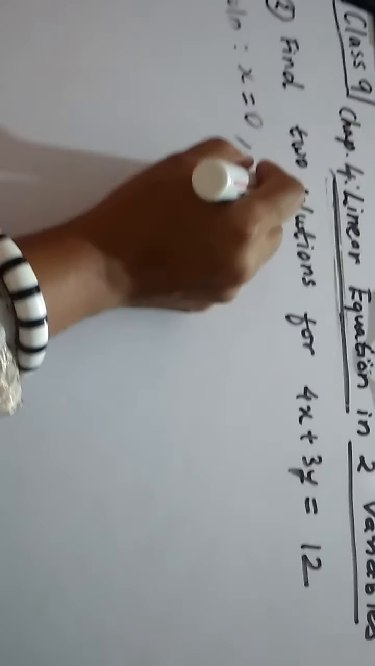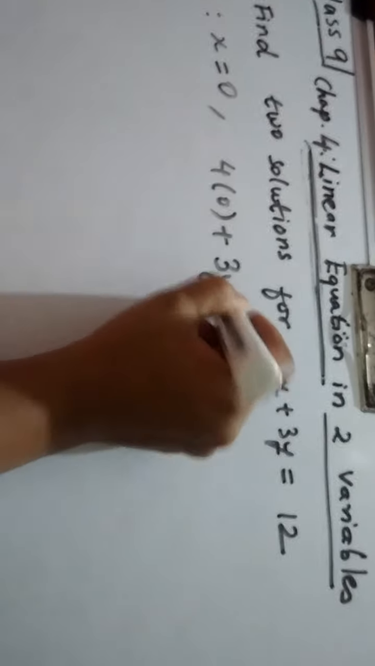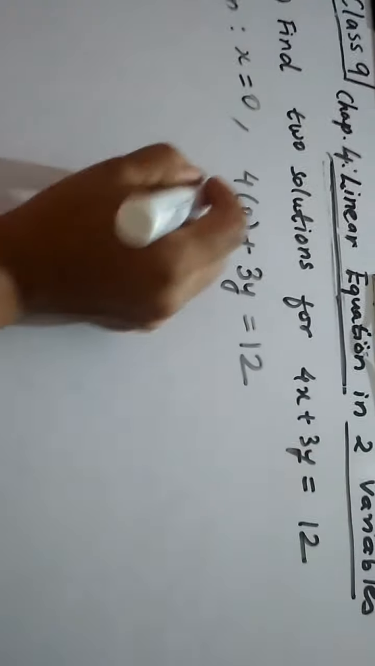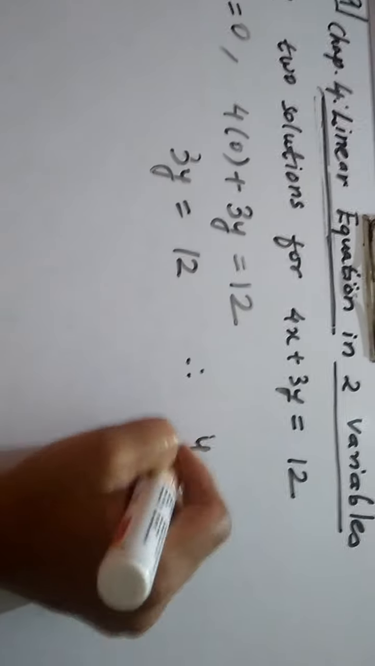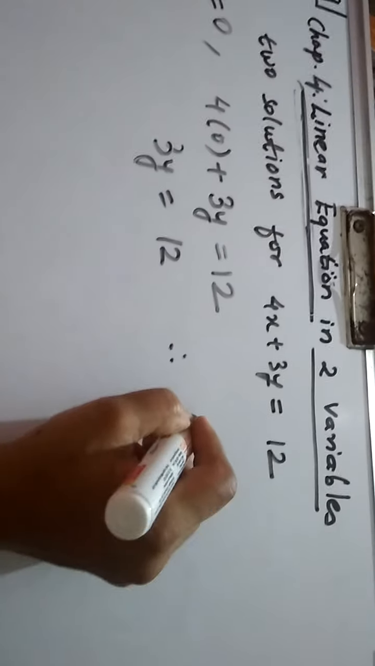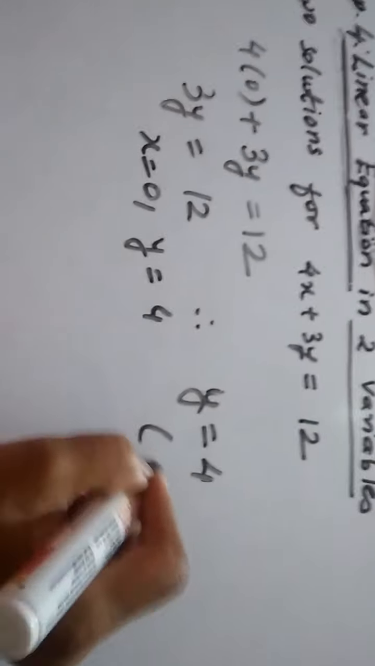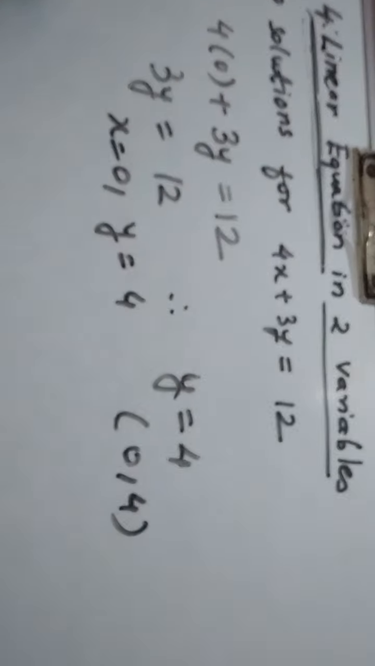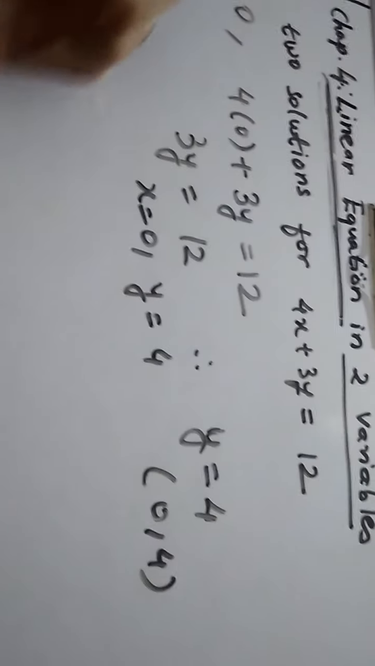We will solve it. We will put x is equal to 0. So, for x is equal to 0, 4 into 0 plus 3y is equal to 12. So 3y is equal to 12. Therefore, y is equal to 4. So x is equal to 0, y is equal to 4. So what is the solution here? 0, 4.